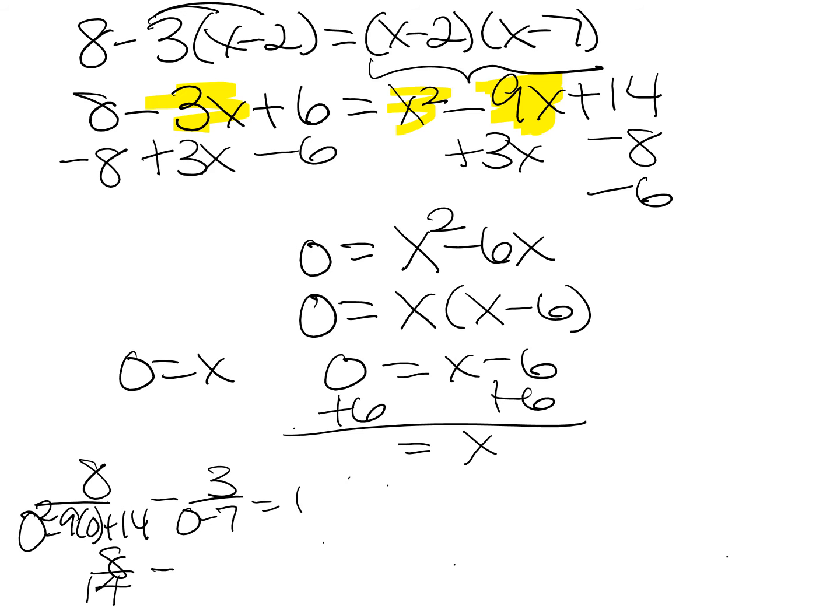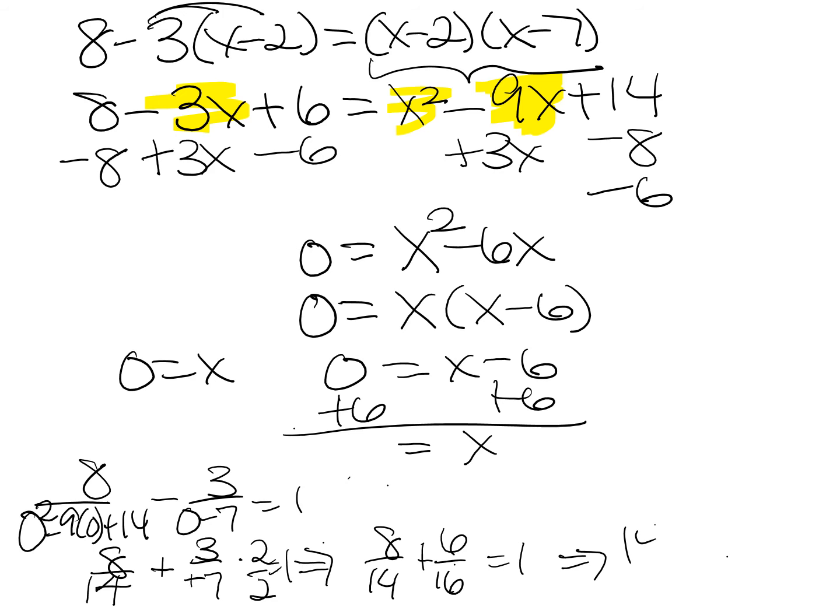And then I'm going to have minus a 3 over negative 7, giving me positive. Okay, if I multiply this by 2 over 2, then I can get a common denominator. And so then this will end up being 8 over 14 plus 6 over 14 equals 1. And that works out because that would be 14 over 14. Okay, so that would be my first answer. That one works. Oh, I never wrote down my other answer here. Darn it.